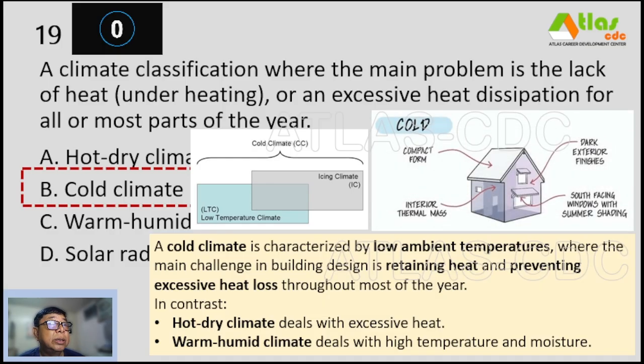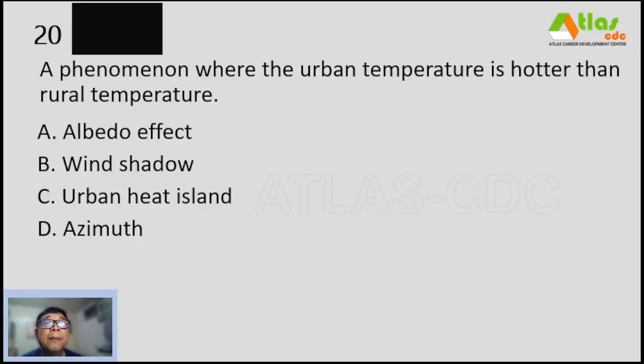So here are the characteristics of structures in cold climates. You have compact form, interior thermal mass is introduced, you have dark exterior finishes to absorb heat, and south-facing windows with summer shading.